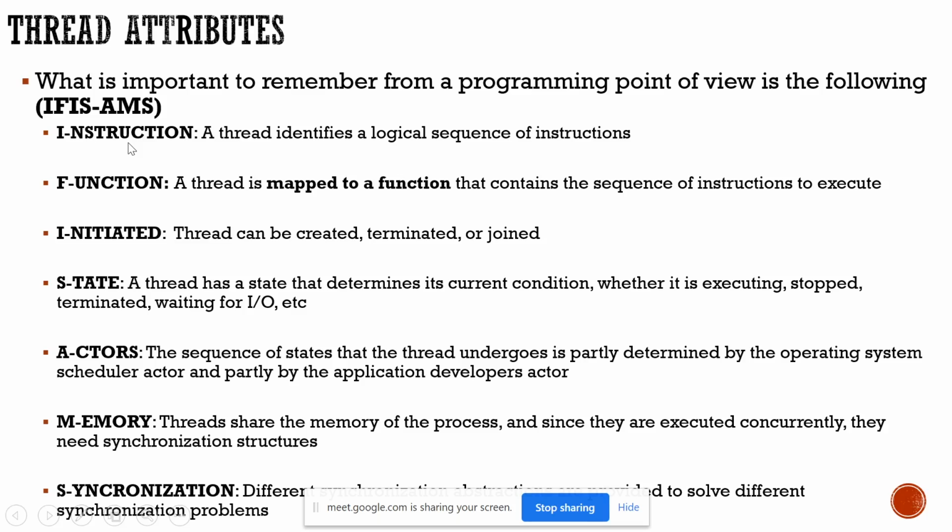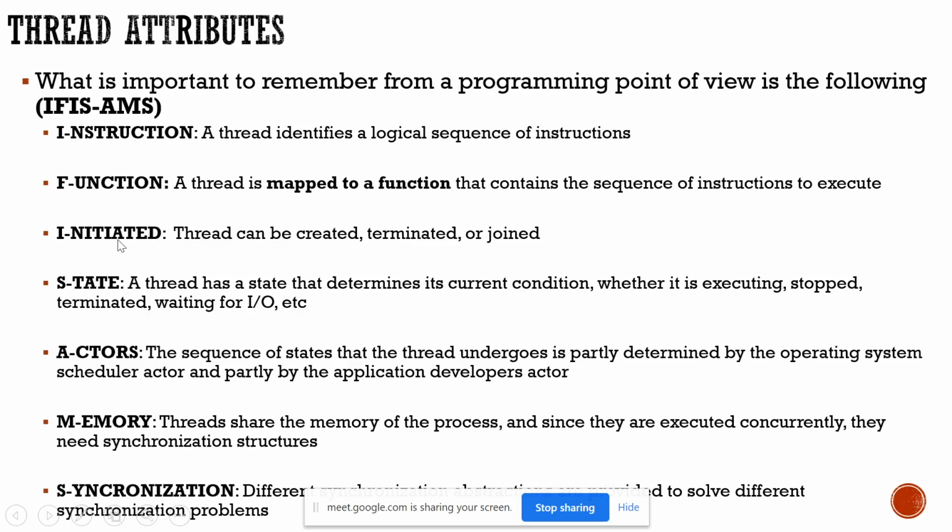Every thread has these attributes. I for instruction: every thread will have a certain set of instructions to be executed. Every thread is mapped to some function. If it is the main function, then it is a parent thread. If it is a local function within your program, then it is a child thread. But it is going to be mapped to some function.